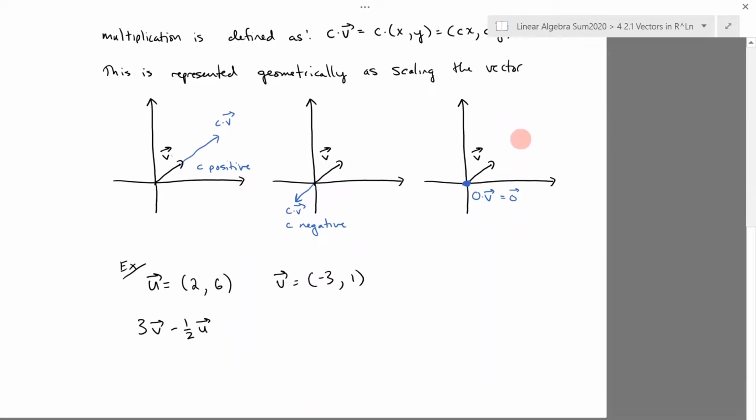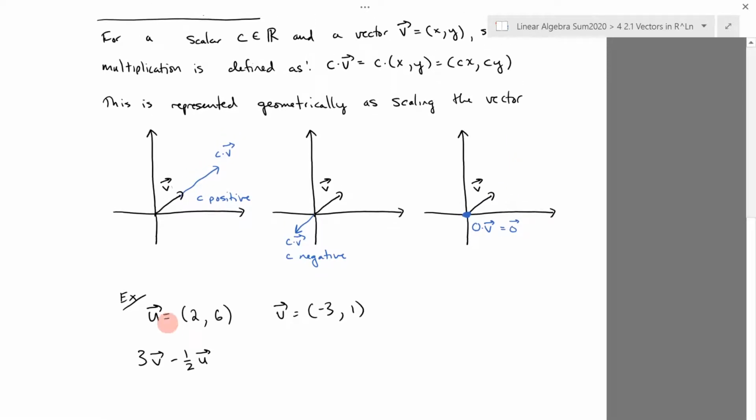Right, so in this example below here, you're given two vectors u and v with these coordinates, and you want to calculate 3 times v minus 1/2 times u. So to calculate them, 3 times v, so v is this vector, minus 3 comma 1, then minus 1/2 times u, which is the vector 2 comma 6.